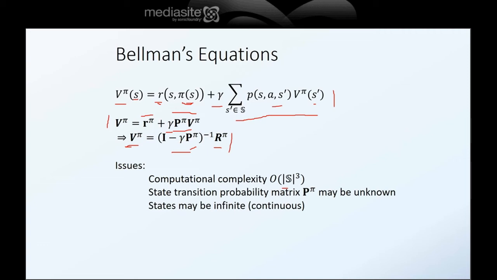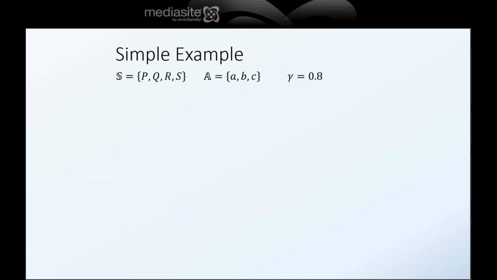So this is Bellman's equation. This is the scalar form of Bellman's equation, and this is the vector form of Bellman's equation. An example will make it clear. So let's take up a simple example.